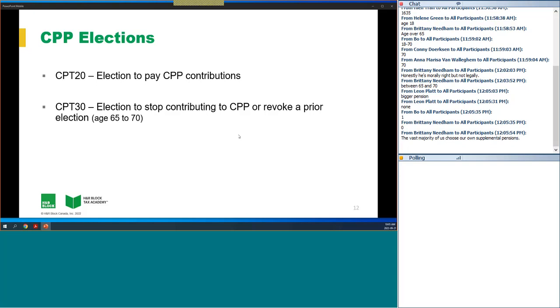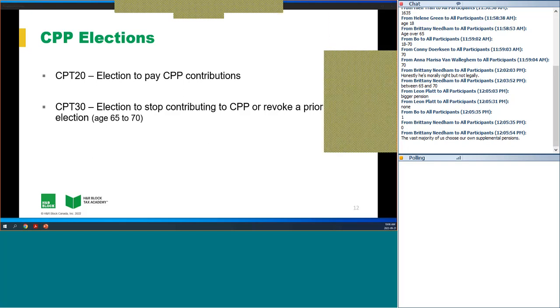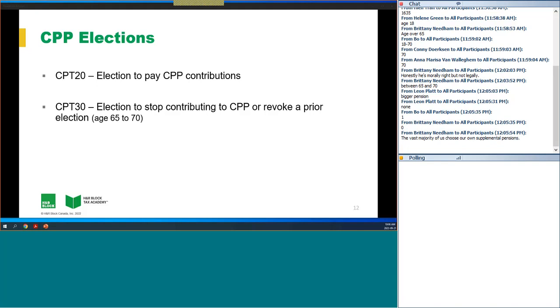Okay, so I want to ask a couple of questions thinking about these CPP elections. When you do and when you don't, and who can and who can't do it. So we're going to do a quick poll here. If I can find my polls. Okay, and I want you to choose all of the things that apply. So what are the opportunities when you should file a CPT 20? All right, going to open the poll here.